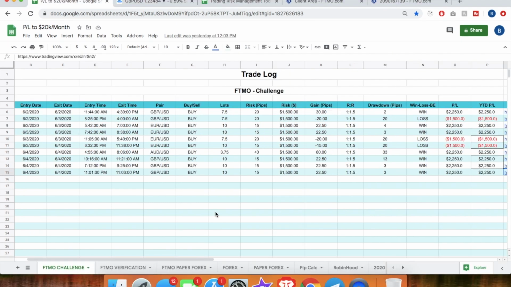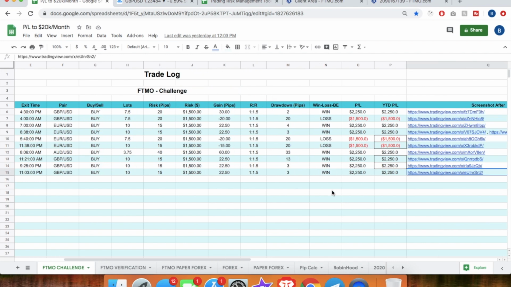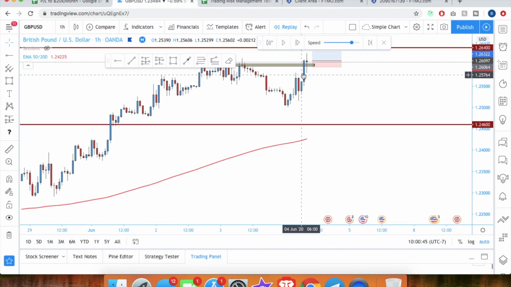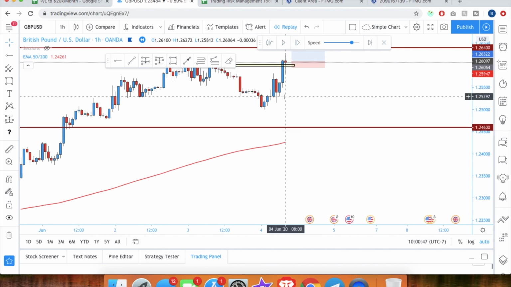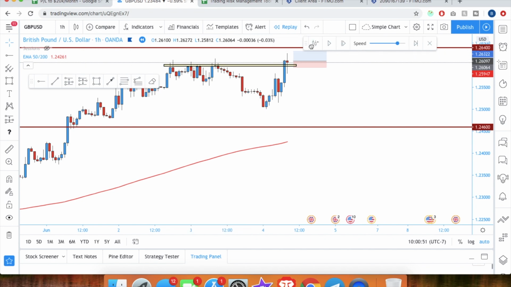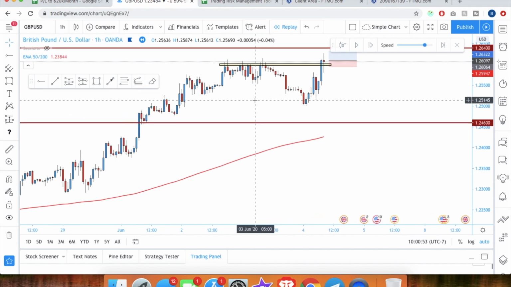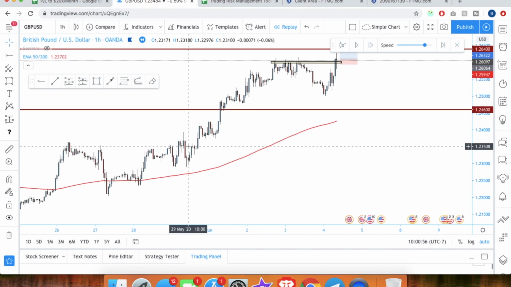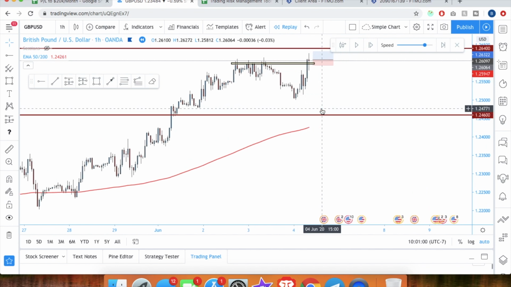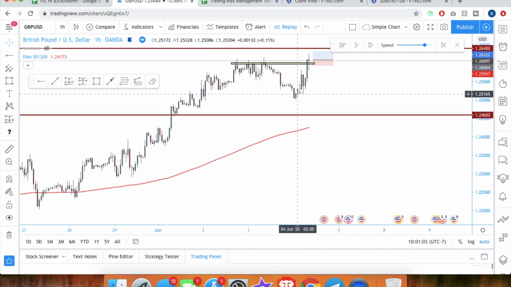The first pair I want to review for you guys is this GBPUSD, and that one ended up being a winner. If we go to my TradingView, there's a little tool called the replay tool, which will show you guys what I was looking at when it was live. What you see here is the GBPUSD chart on the 1 hour. I've got the 200 EMA mapped out right here, as you can see. And since the price is above this 200 EMA, I'll be only taking buy trades.